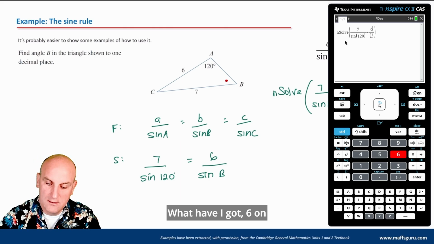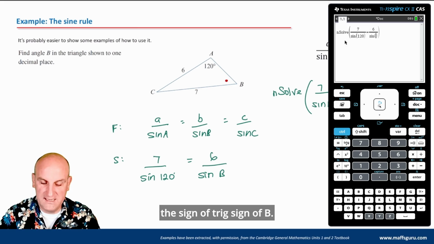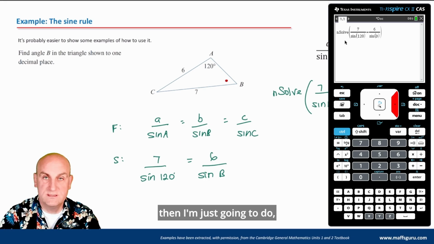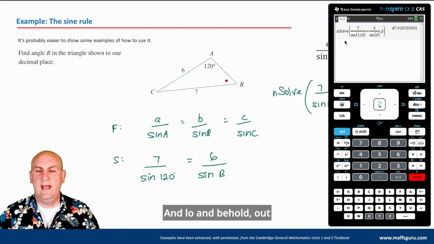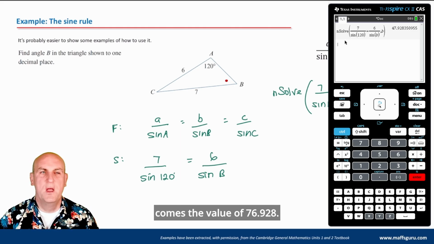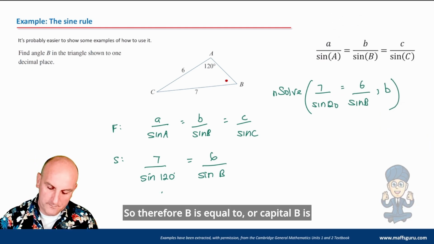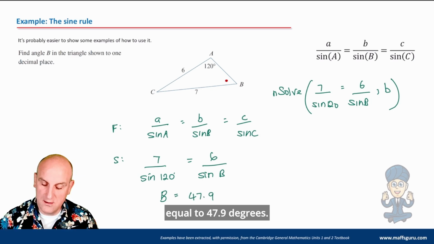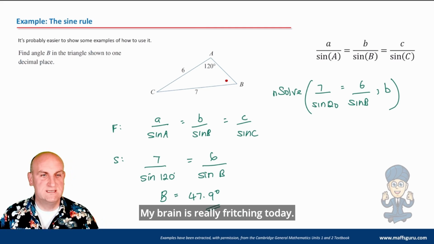And what have I got? 6 over the sine, trig, sine of B. I don't know what B is, so just B, and then I'm going to do comma B. Hit enter, and lo and behold, out comes the value. It wants you to round to one decimal place. So, sorry, 47.9. So therefore, capital B is equal to 47.9 degrees. All right, I don't know why I got that 76 point something. My brain is really fritzing today. But there we go.